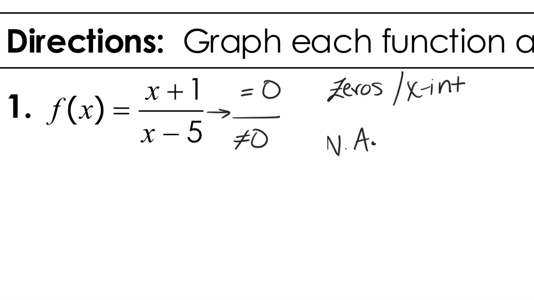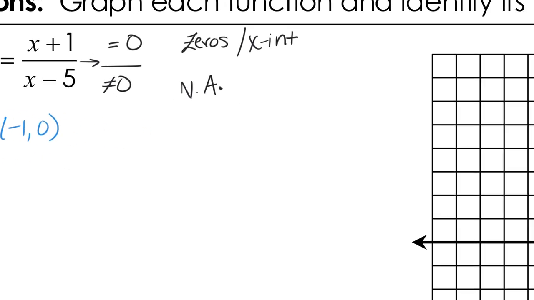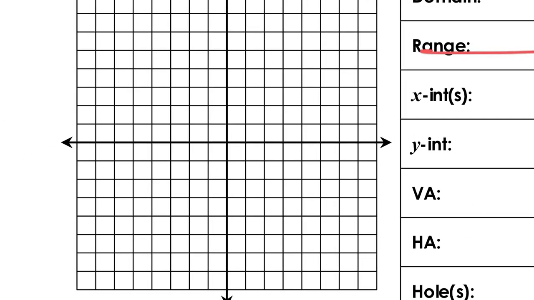I'm going to start with the numerator. If x plus 1 is in the numerator, and the numerator is permitted to be 0, if I solve for x, I have -1, which means I have an x-intercept when x is -1 and y is 0. What that looks like on a graph is -1, 0 is right here. So my numerator determines where my x-intercepts are.